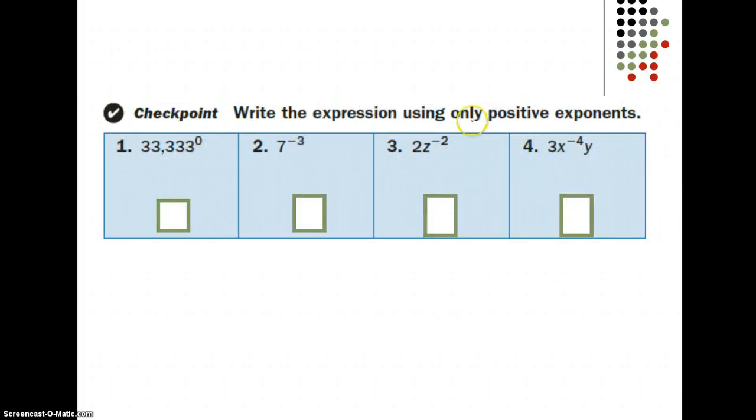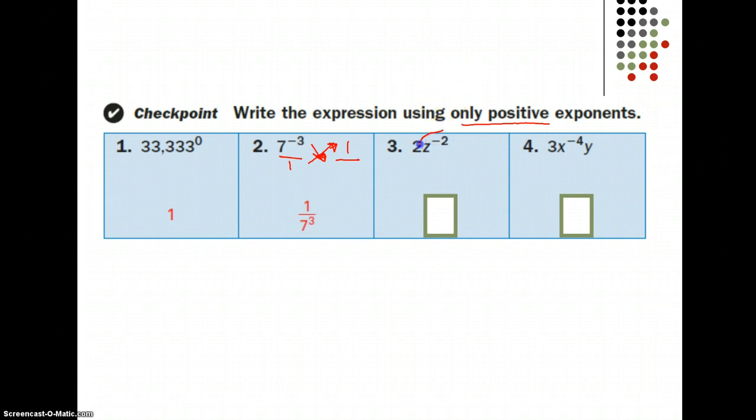Write the expression using only positive exponents. Pause the video and try 1 through 4. Number 1, 33,333 to the 0 power is 1. 7 to the negative third power, again, think of it as bringing this down to the denominator, bringing the 1 up to the numerator, so you have 1 over 7 to the third power.